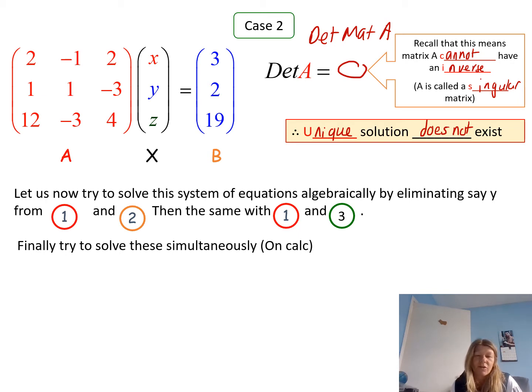So let us try to solve this, first of all, without the machine to start with. Let us try to solve this system of equations algebraically by eliminating one of the letters. We're going to try by eliminating the letter y. You can look back at the equations if you don't like the matrix here. We're going to try and eliminate y from 1 and 2, and then the same from 1 and 3.